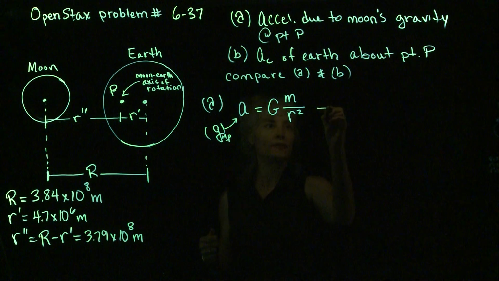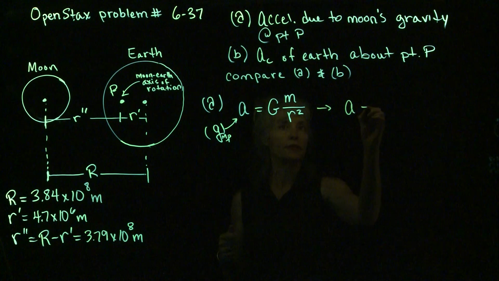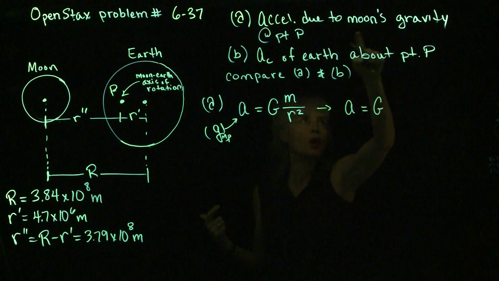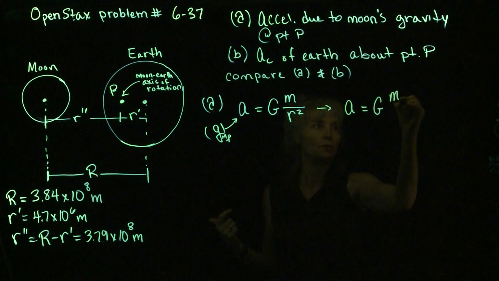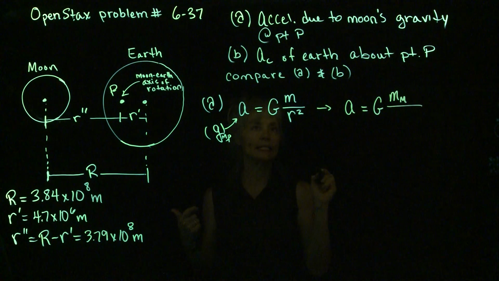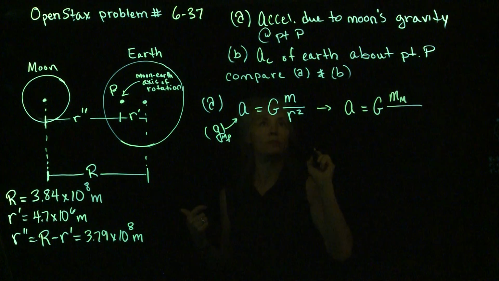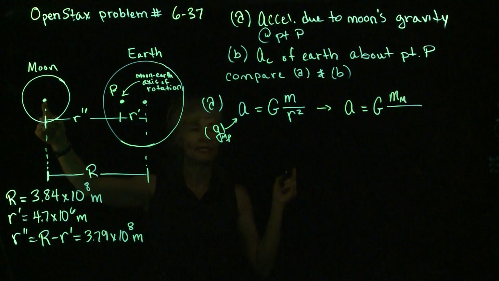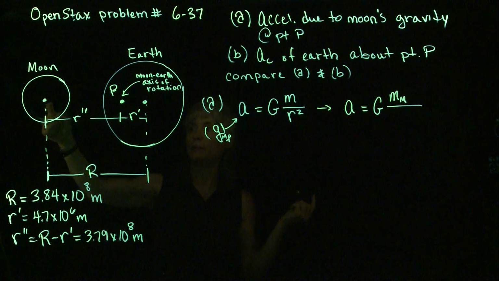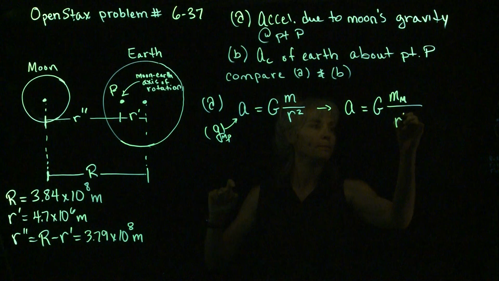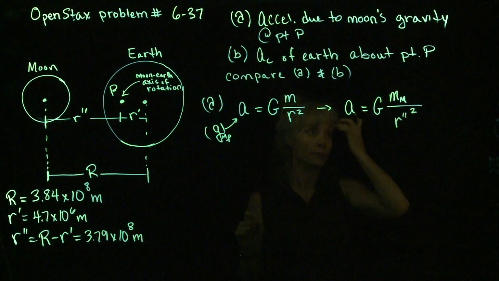Okay, so what is this going to go to? So the acceleration is big G. What mass are we talking about? Well, we're talking about the moon's mass. So this is going to be the mass of the moon divided by what distance? The distance is going to be from the moon's center to whatever point I'm interested in calculating the acceleration due to gravity at, and that is at point P. So that is defined here as our r double prime. And I got to square that.